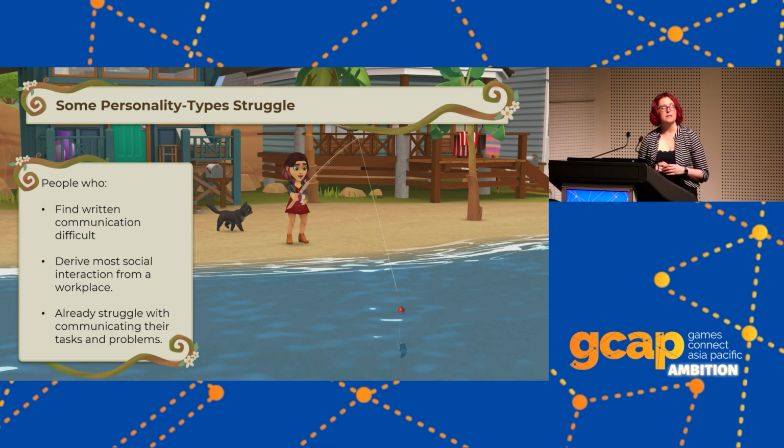And if you have someone who's in an office situation and is already struggling to tell you about the problems they're facing, or with communication in general, it transfers over when they come into this system. It's just as hard to get it out of them in Slack as it was when you were talking to them in person.